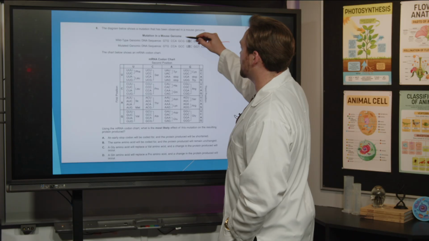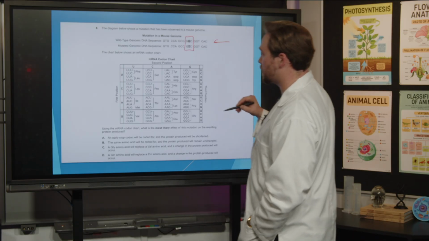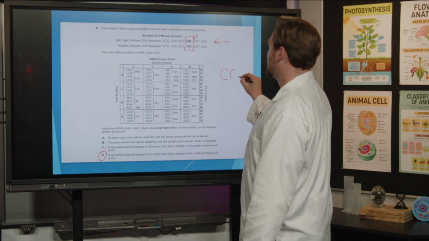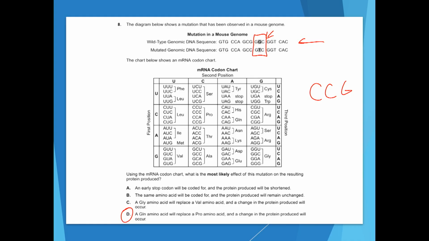So you can see here, this is where our mutation occurred. It's a single nitrogen base. That G was replaced with a T, okay? The answer here should be D, okay? What's going on is we're going to produce a different amino acid. This right here, the GGC, when we turn that into mRNA, it's going to be CCG, which is going to be this one right here.